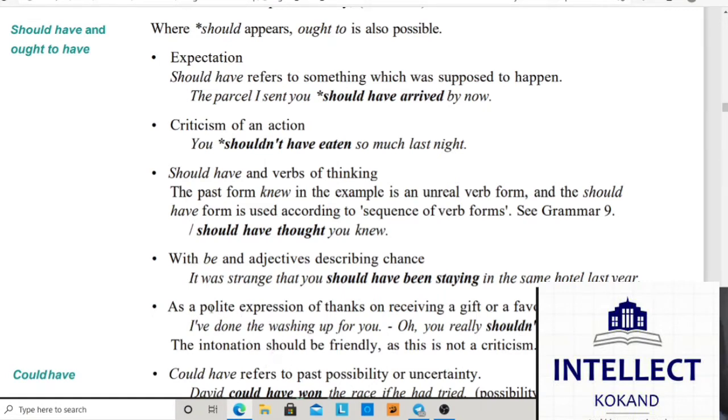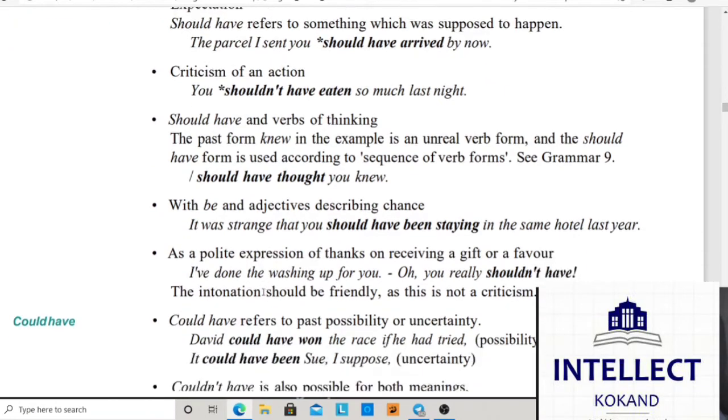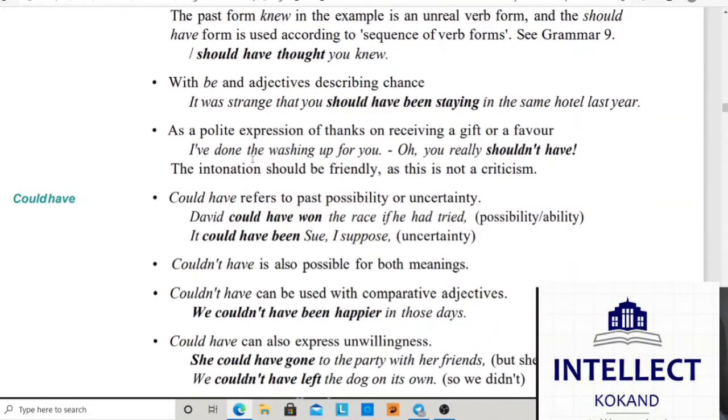As a polite expression of thanks on receiving a gift or favor. I've done the washing up for you. Oh, you really shouldn't have.